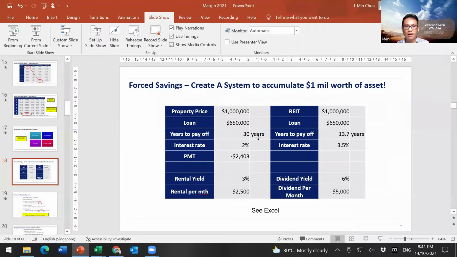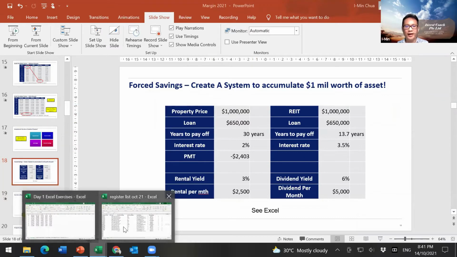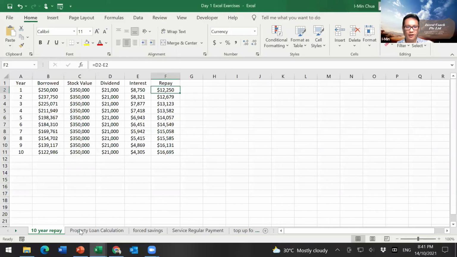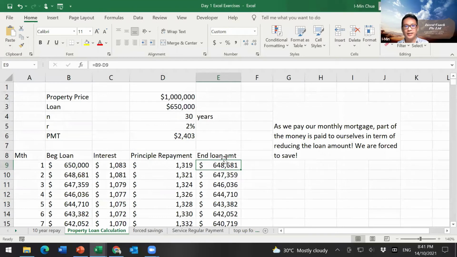Let me walk through this calculation with you. It will be great if you can all appreciate it. Like I said, it's very useful to understand some concepts, so I've put in the formulas here. How does the property loan system work? Let's say I buy a property for 1 million, I borrow 650, for 30 years, interest rate 2%. So there's this PMT calculation, the monthly payment calculation, using the Excel function. I've put it here already. But you break it down, that's what happens.